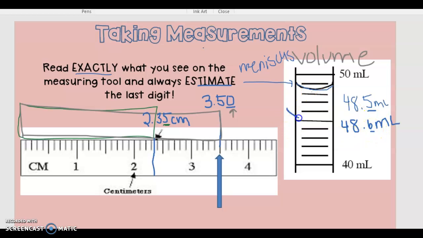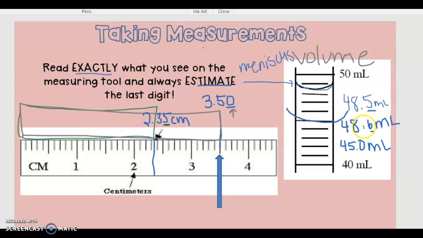So if my meniscus fell right directly on this tick mark, I would know that my liquid reaches this tick mark right here. So 41, 42, 43, 44, 45. So it'd be 45. And my last digit is always estimated: 45.0 milliliters.